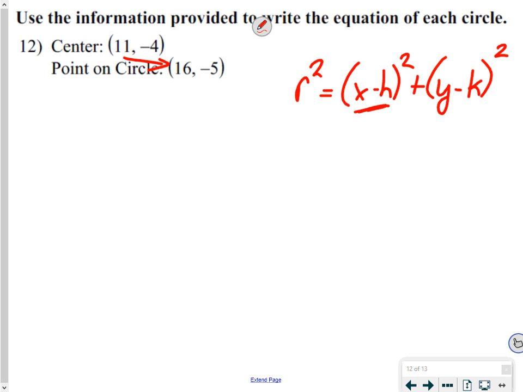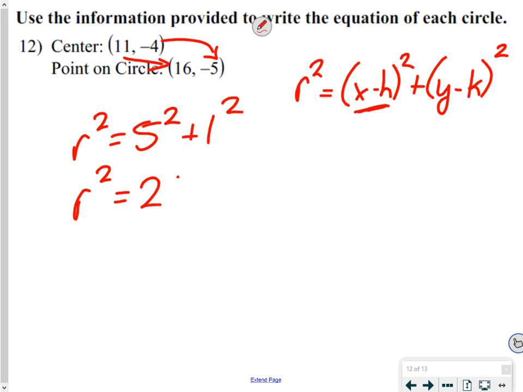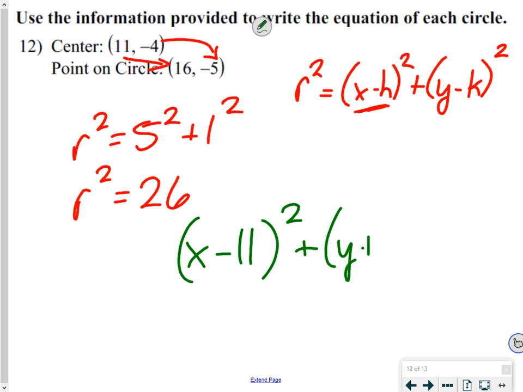To make it simpler, we don't have to copy down all of these numbers and do all that math. All we got to do is find the difference between the x values. The difference between the x values here is 5. The difference between the y values here is 1. So that's 5 squared plus 1 squared. And we're talking about distance. Radius is all about the distance. We don't care which direction we're going. We just want to know the distance. So if we do 5 squared plus 1 squared, we get 26. Now, since we have the center point and the radius squared, we can write the equation. So we have x minus 11, that quantity squared, plus the quantity y plus 4 squared equals 26.